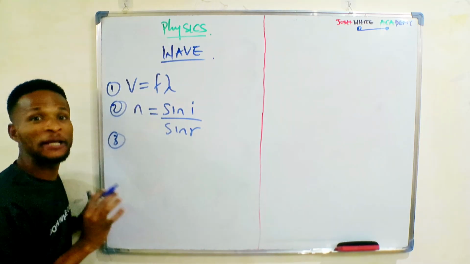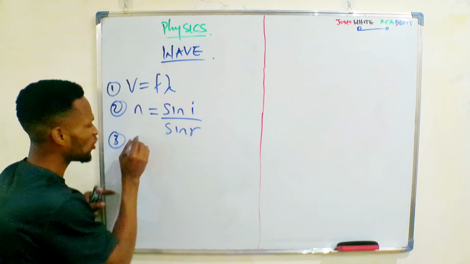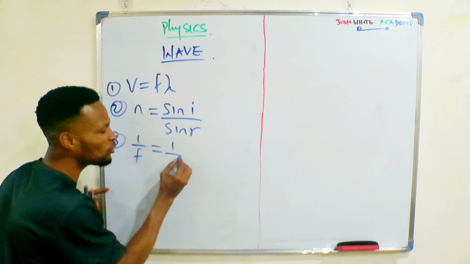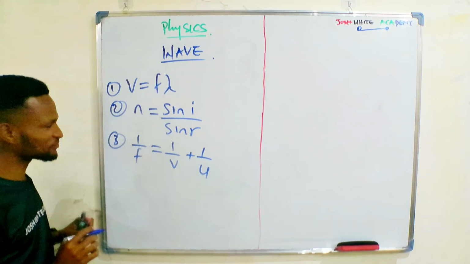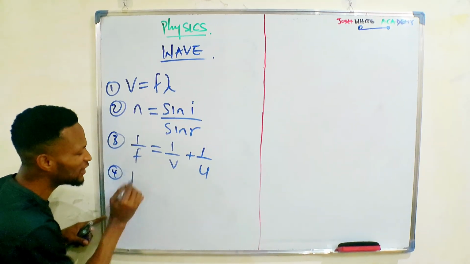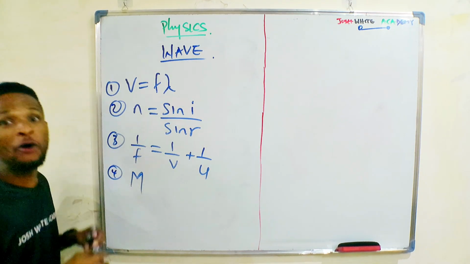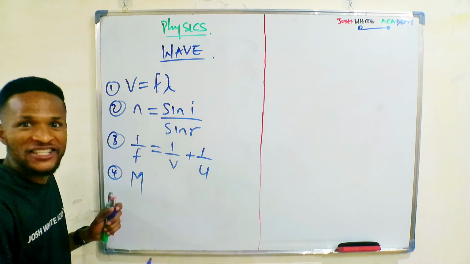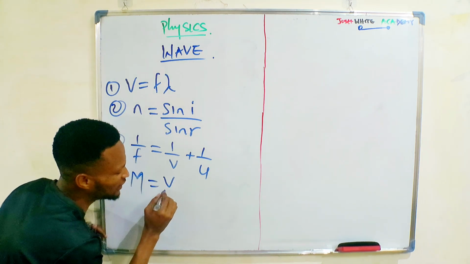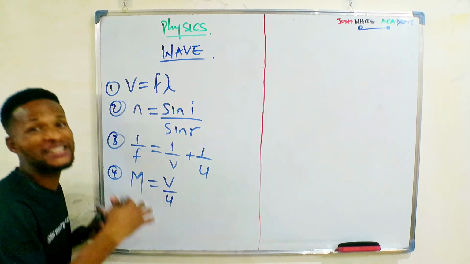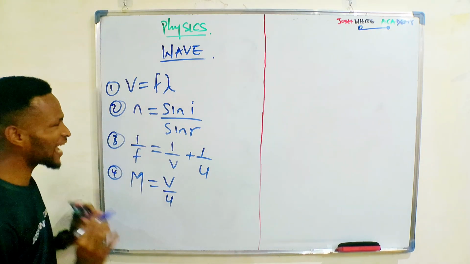Number 3, the mirror formula in optics. 1 over focal length is equal to 1 over image distance plus 1 over object distance. Also, we have magnification. How big is an image compared to the object? So it's image distance all over object distance, or image height all over object height.